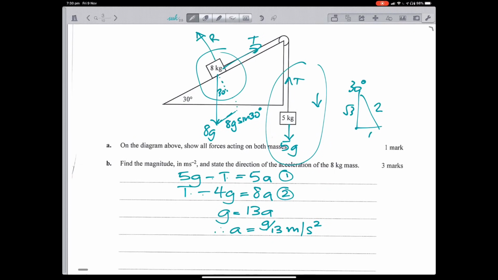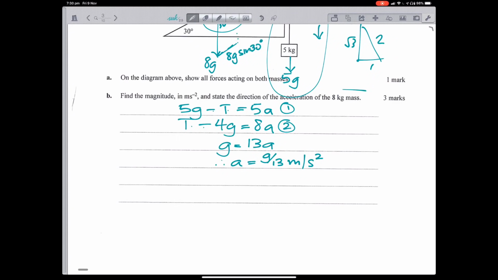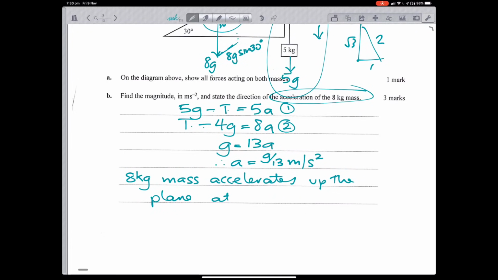Because we chose to go that way, and we got a positive result, we know that the 8 kilogram mass accelerates up the plane at G on 13 meters per second squared.